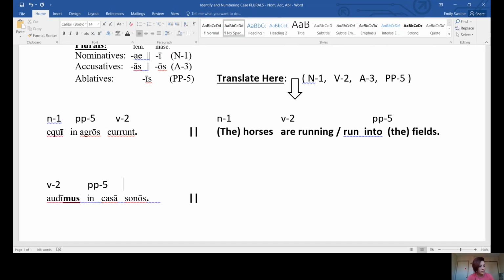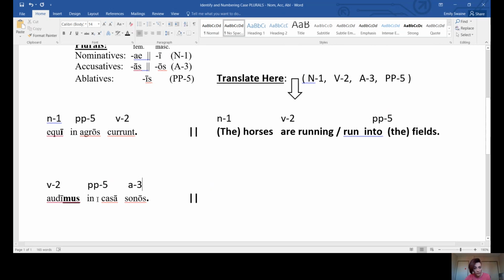And then lastly, we have sonos. All right, so our word ends in os. So if you don't know it off the top of your head, you should though. Oh man, as os as. Remember those 6? Those are our 6 accusatives. So sonos is going to be our A3 accusative, and it goes third.